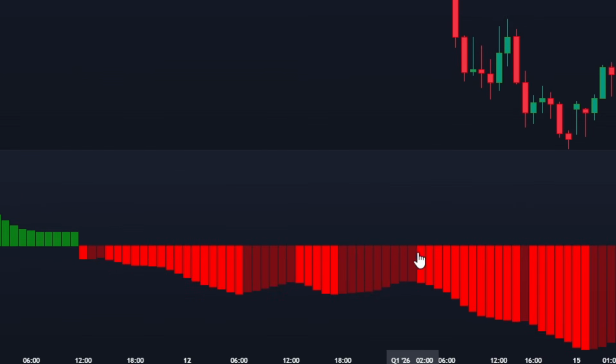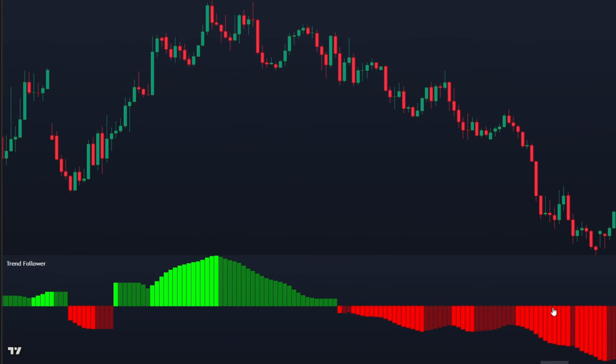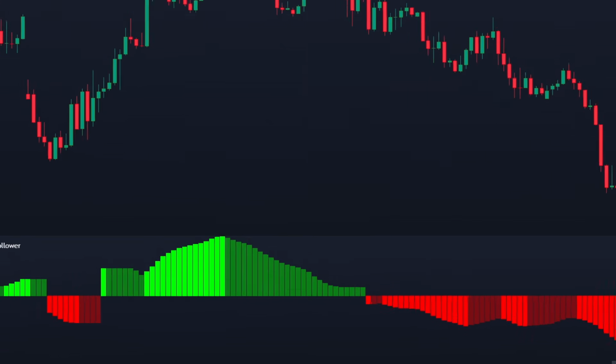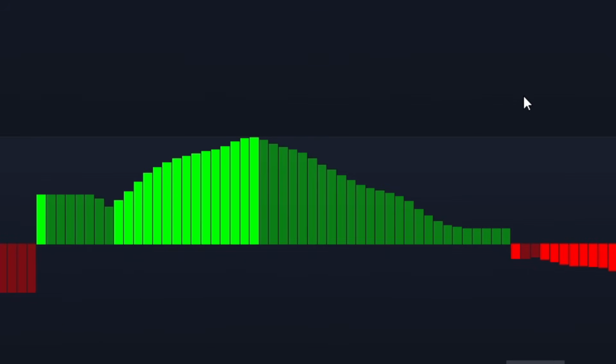It stays stable during trends and only changes when there is a real shift in momentum. And that's exactly what you want. Because in trading, consistency matters more than sensitivity. Now inside trends, you'll also notice color intensity changes.